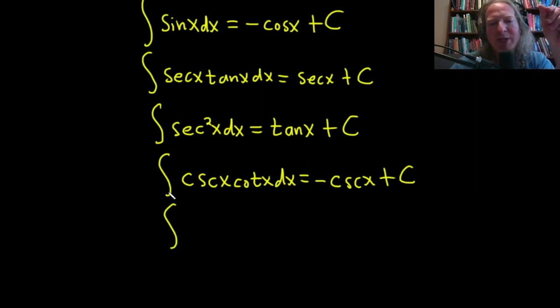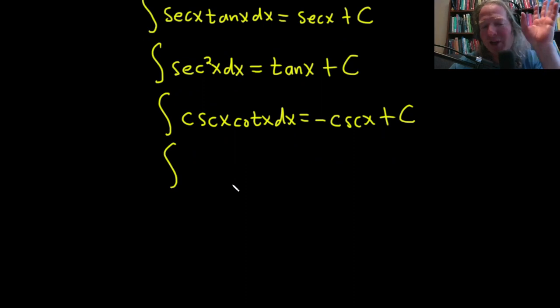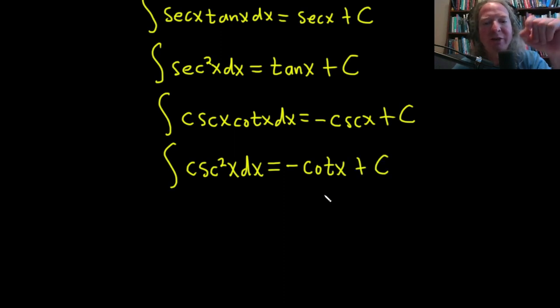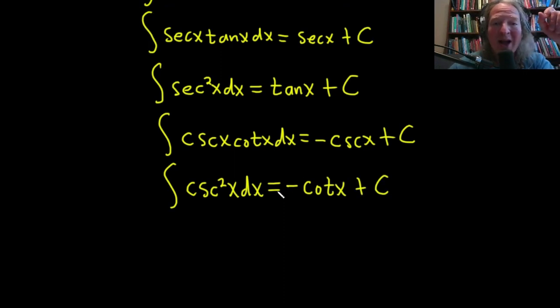And the last one we're going to discuss in this video, the last formula, I know it's a lot of formulas, is cosecant squared x dx. And in this case, you ask yourself, what's a function whose derivative is cosecant squared? Well, the derivative of cotangent is negative cosecant squared, so this is going to be negative cotangent of x plus our constant of integration, capital C. So, wow, that's a lot of formulas.